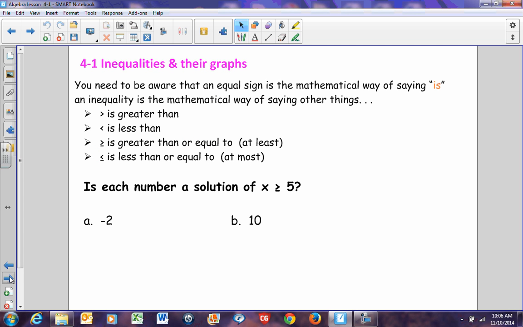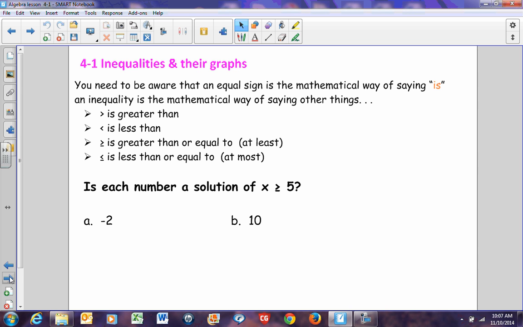Inequalities and their graphs. One of the most important things you need to be aware of is an equal sign is a mathematical way of saying is. An inequality is a mathematical way of saying other things. For example, if I was to say I have less than $5 in my pocket, you would not want to name all the possible money combinations I have in my pocket. You would not want to say, well, Mr. Sheehan could have $4.99 or $4.98 or $4.97, $4.96, all the way down to $0.00. So we use inequalities to do that.